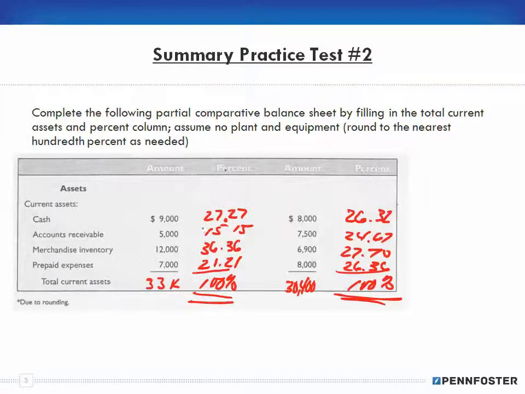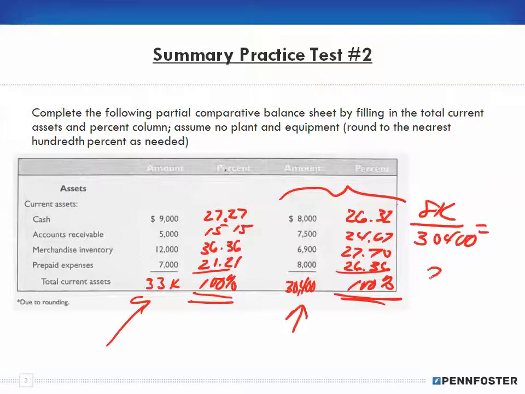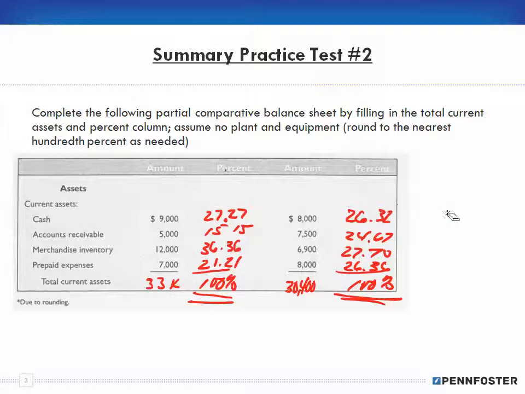The thought just occurred to me, let me back up one second here. When we are working this, we're taking the 8,000 here, and we're not dividing by this 33. We're dividing by the 30,400, and that's what's going to give us our 26.32%. Just in case I didn't make that clear. So you'll divide all of these figures by this 30,400 in order to get these percentages, and you've created yourself a comparative balance sheet. Next problem.